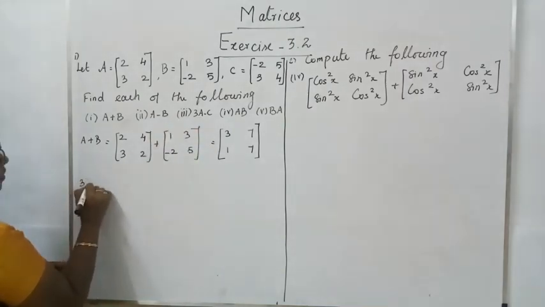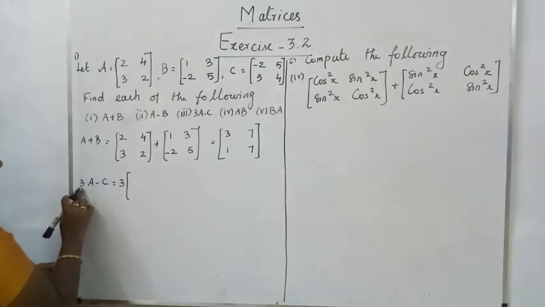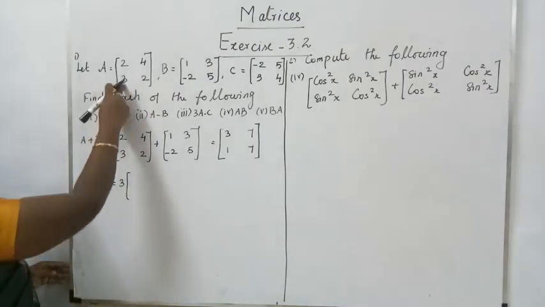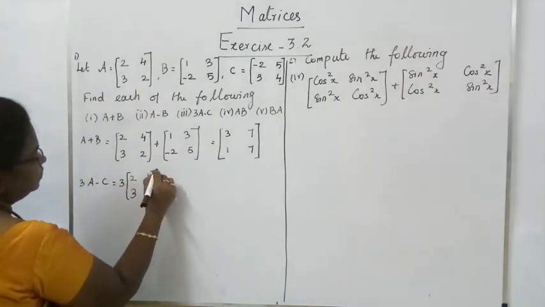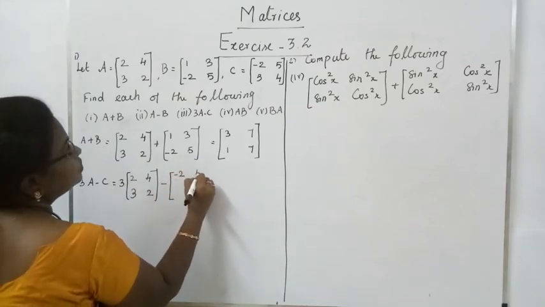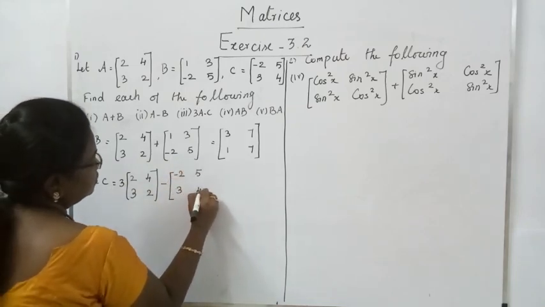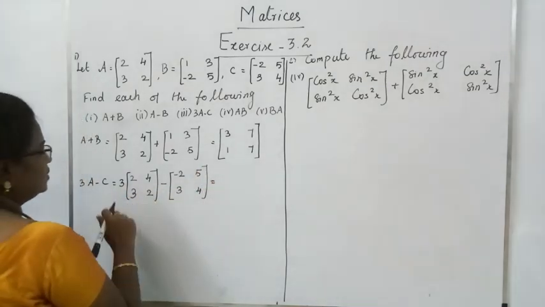Let me do 3A minus C. This is scalar multiplication. The scalar element has been multiplied with the matrix A, 2, 4, 3, 2, and minus C. C is minus 2, 5, 3, 4. Now first do the multiplication and then subtract.